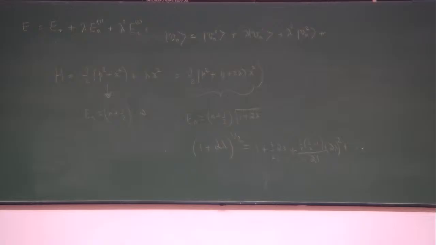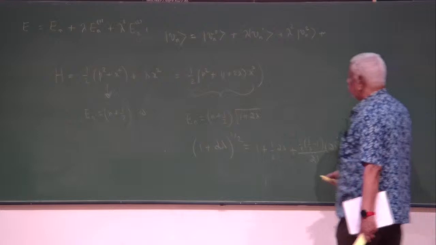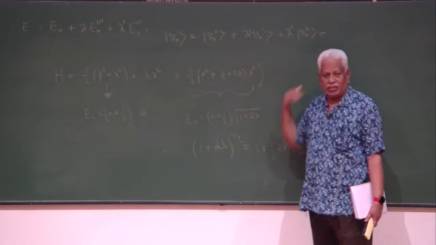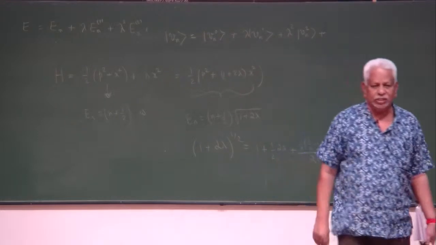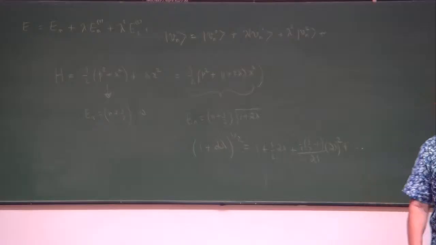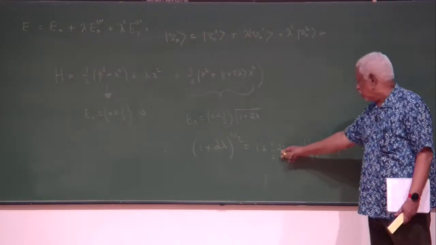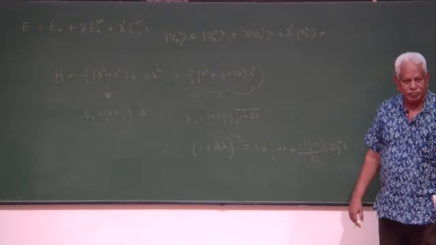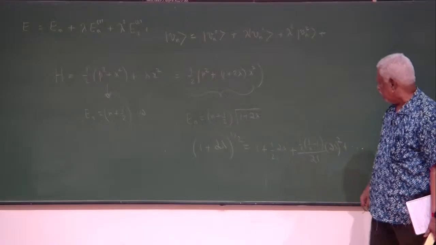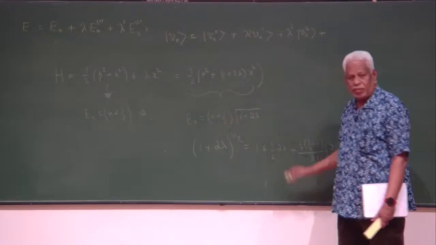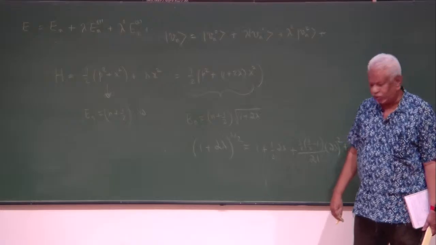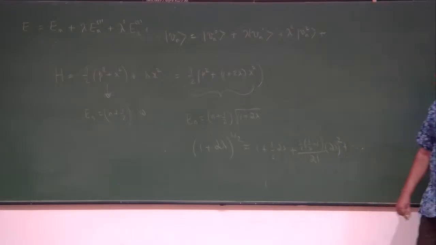Okay. Now the important thing is, if I do perturbation theory by the standard way, I will get each term. The first term is n plus half times lambda. That's what the first term is going to be. The second term is lambda square, etc. If I do perturbation theory, I will get all of them.